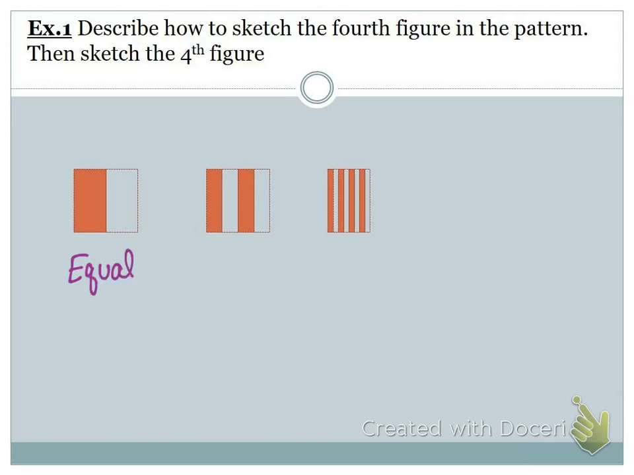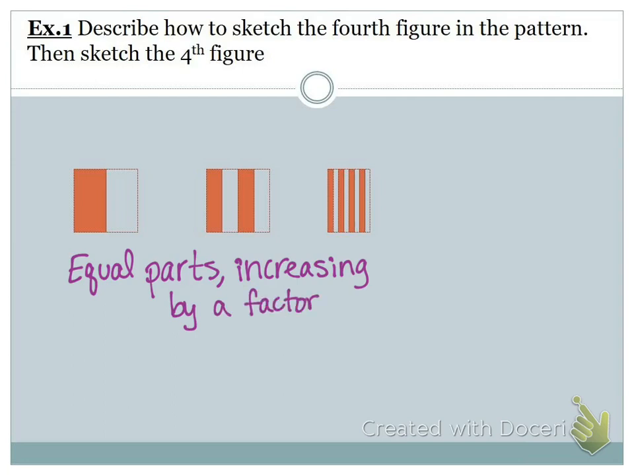So, equal parts increasing by a factor of 2. I will not be super picky about how you word it, as long as you're getting the same idea across as clearly. Okay, so if you word it a little bit differently, but it still means exactly the same thing, that's fine with me. So then comes the sketching part. So these rectangles are meant to be approximately the same size overall. Again, on your page it looks more that way than it does for me on the board. So then how many pieces total is this getting split into?